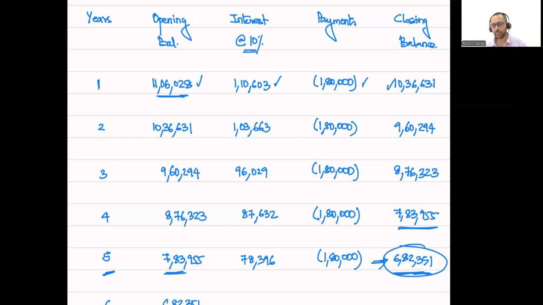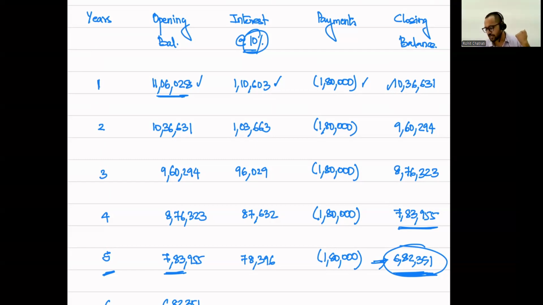There is also another way of calculating this. This 6,82,351 at the end of year 5 would basically represent the present value of the remaining lease payments discounted at the original rate of 10 percentage. All right, you can recalculate the 6,82,000 as the present value of the remaining lease payments of 1,80,000 discounted at the rate of 10 percentage. It would actually give you 6,82,000. Remaining lease term is 5 years. You have year 6, year 7, year 8, and year 9 and year 10.